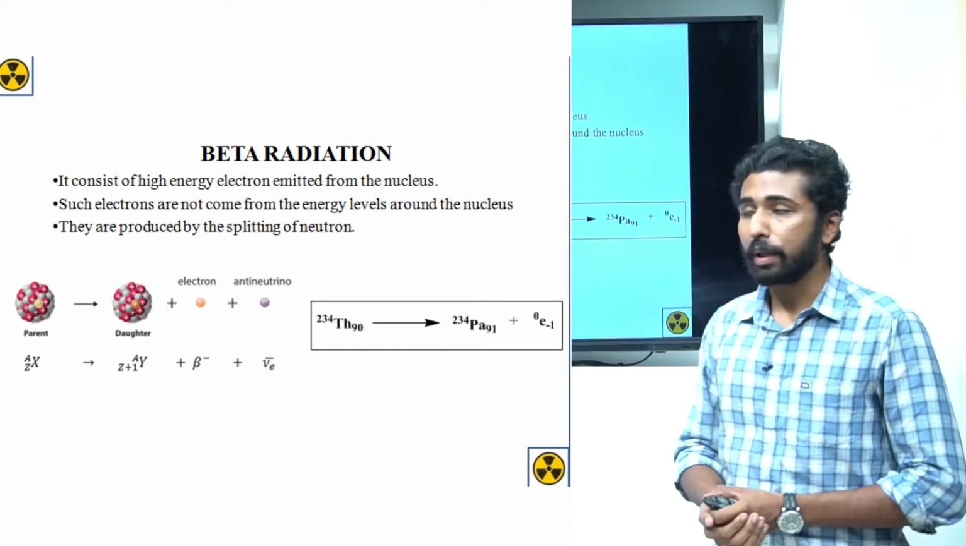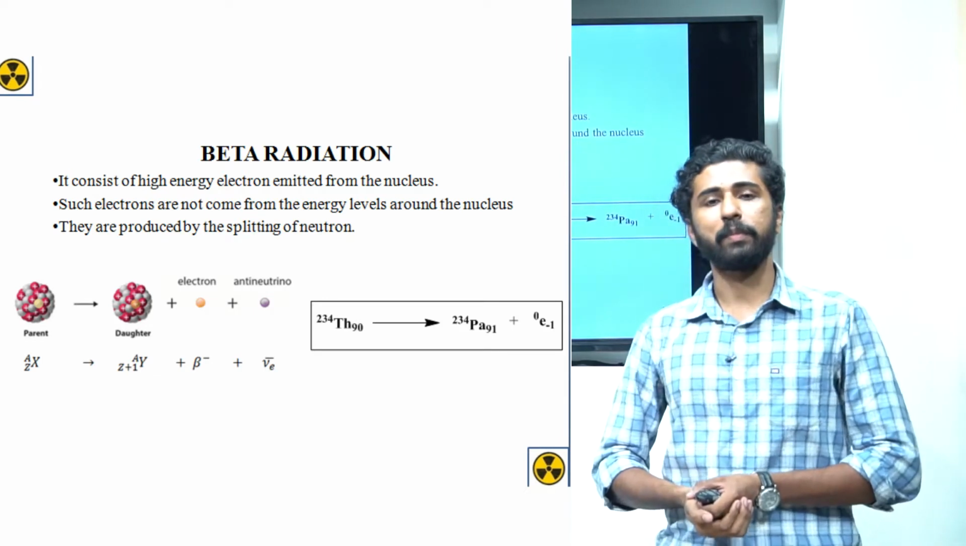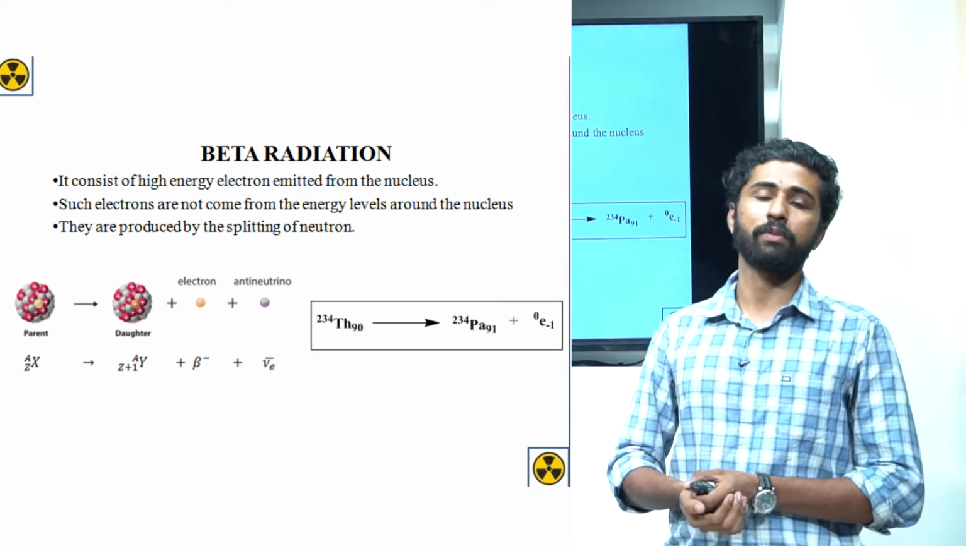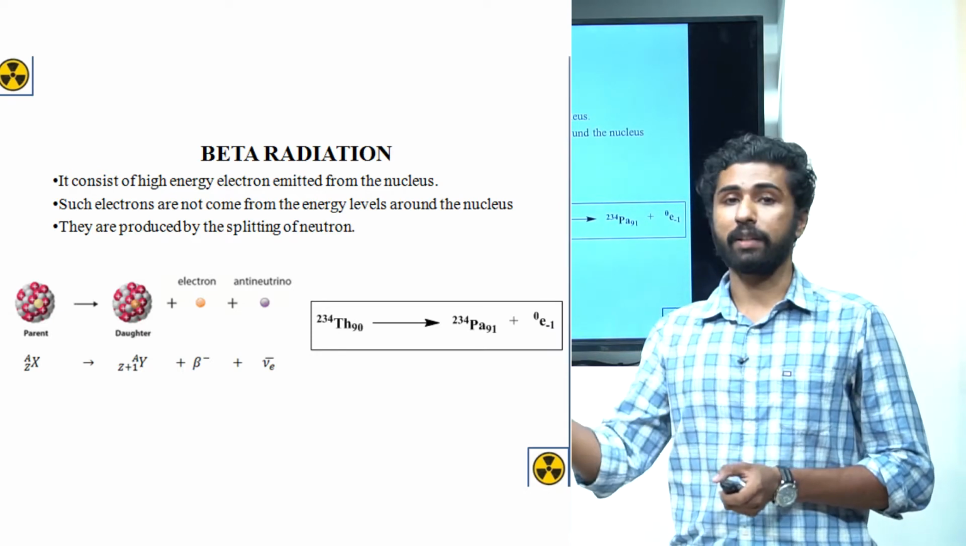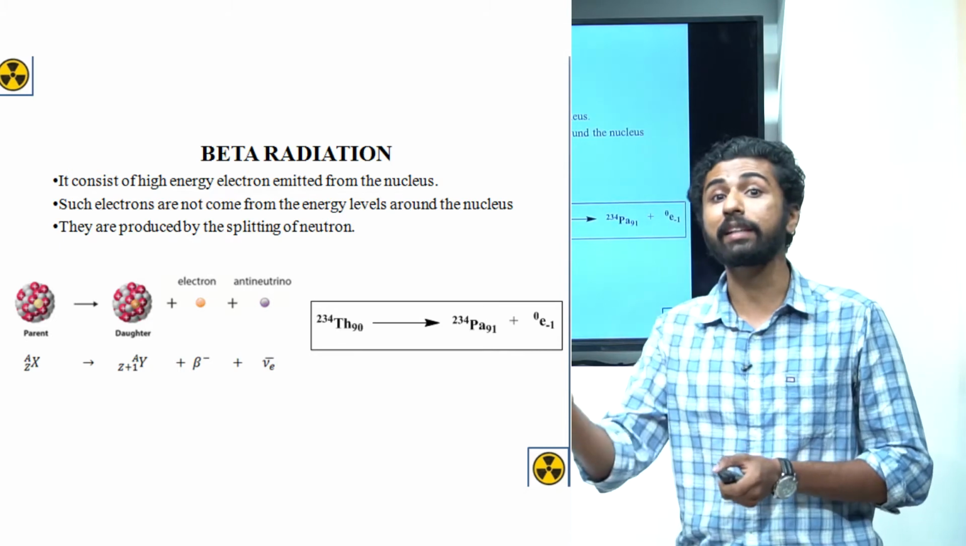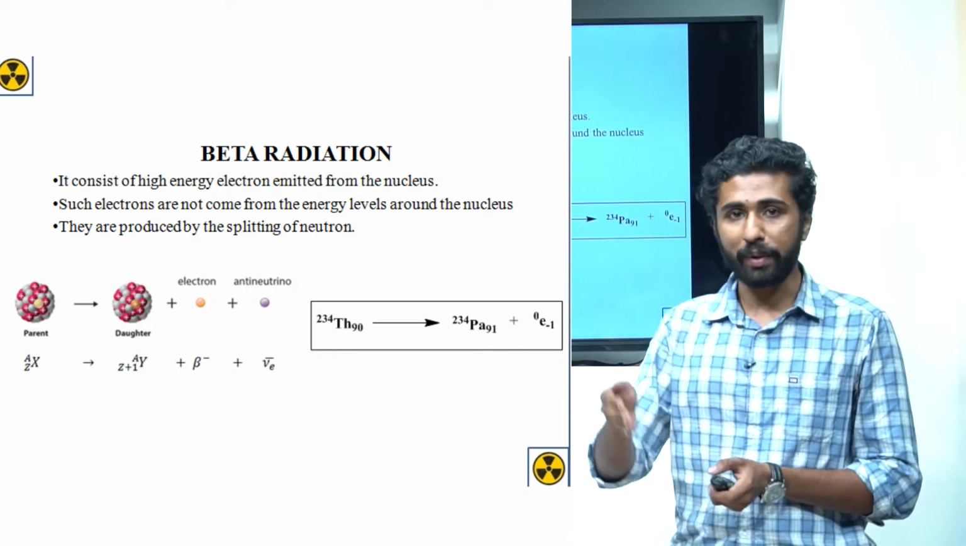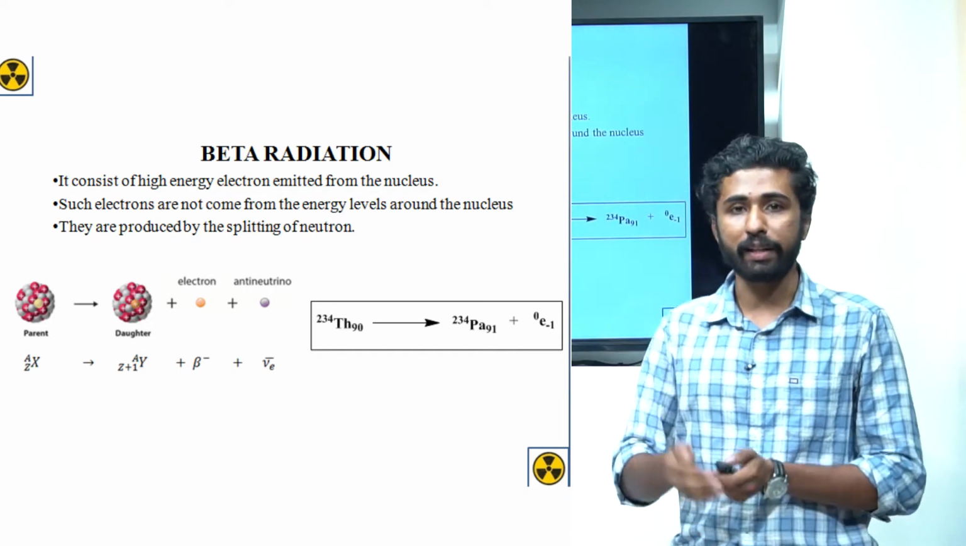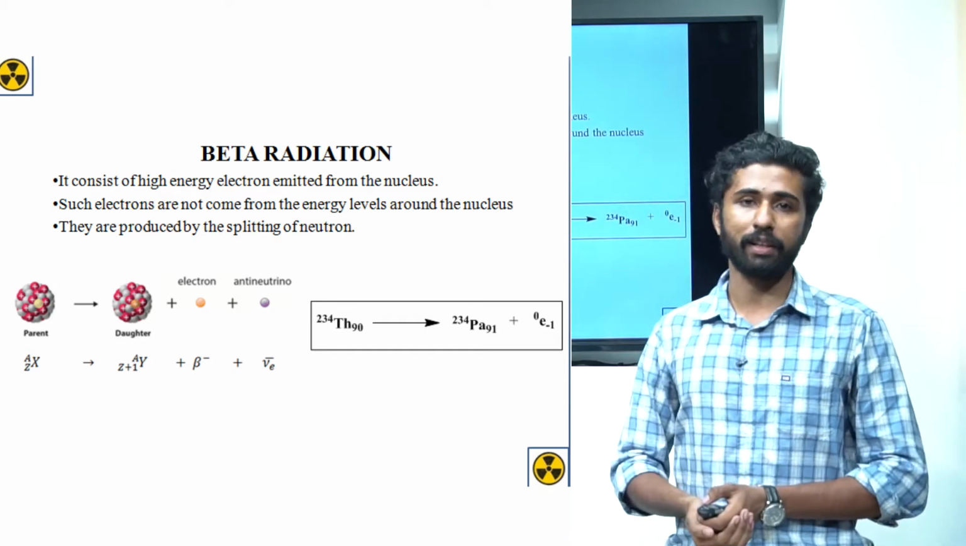So the next one is beta radiation. Beta radiation consists of the emission of a beta particle. A beta particle is similar to an electron, a high energy electron. So when a beta particle is emitted from a nucleus, it is equivalent to the emission of an electron.